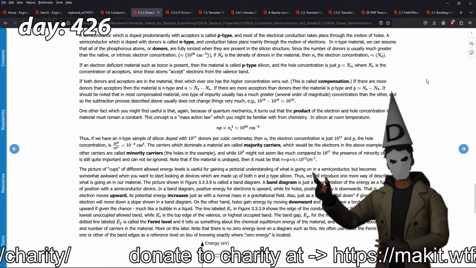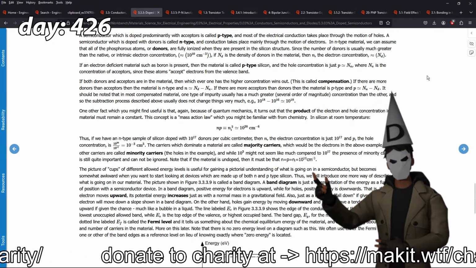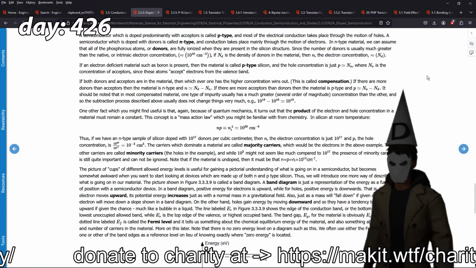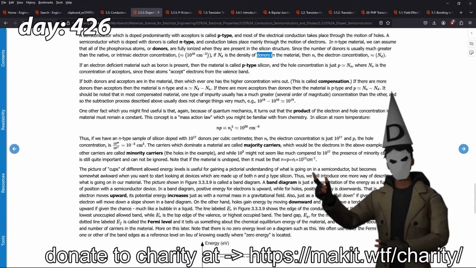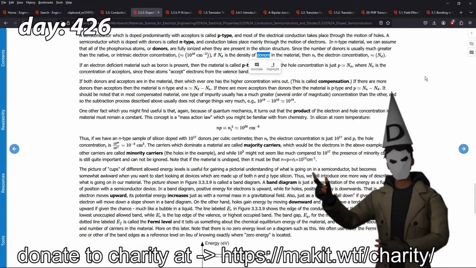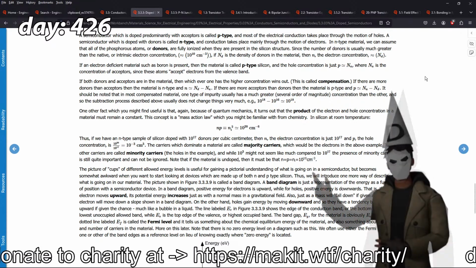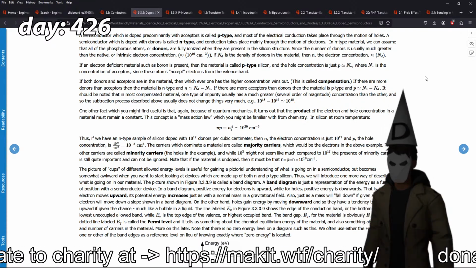Wait! Would NC and NV be like the density of whatever the opposite of donor would be? Then the ratio would make sense. Then the ratio would make a lot of sense.